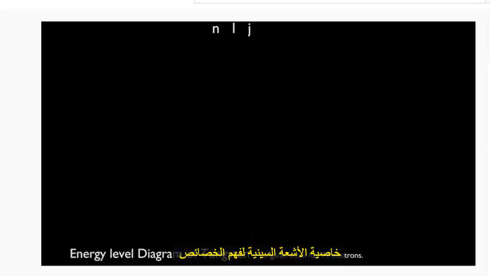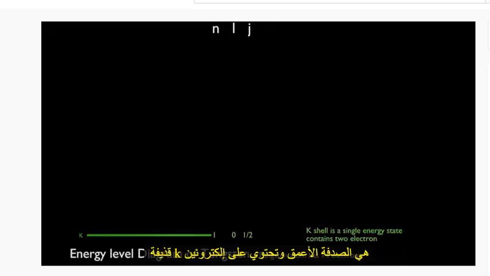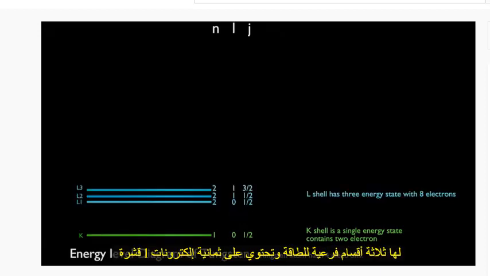For understanding the characteristic X-ray spectrum of a tungsten atom, we need to first know its energy level diagram. A neutral tungsten atom has 74 electrons. The K shell is the innermost shell and contains 2 electrons. The L shell has 3 energy subshells and contains 8 electrons.